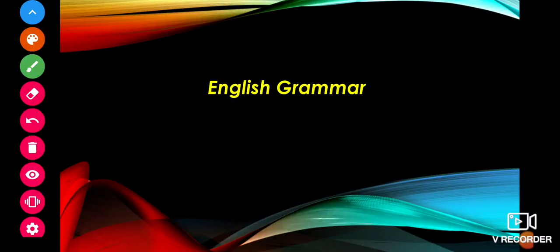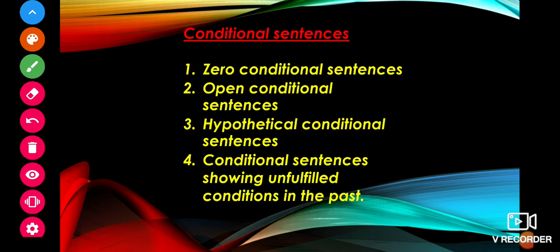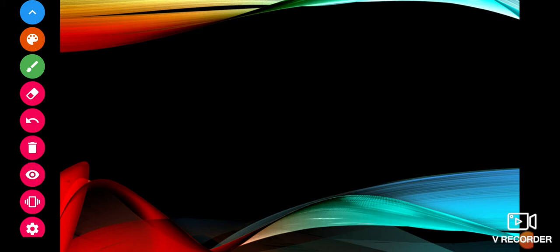Hello students, we are learning English grammar and the topic for today is conditional sentences. We will be learning four types of conditional sentences: zero conditional sentences, open conditional sentences, hypothetical conditional sentences, and conditional sentences showing unfulfilled conditions in the past. So let us move ahead.